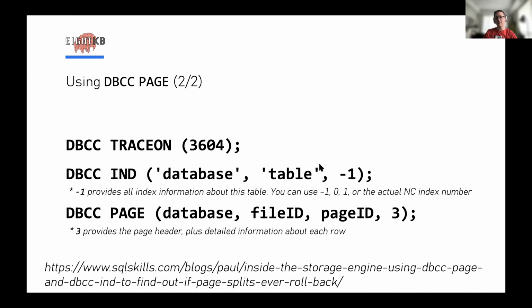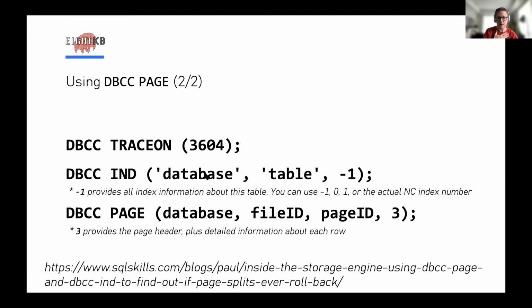DBCC IND requires a parameter. I've put in -1 here because that means bring back all the index information. It'll bring back heap information, it'll bring back clustered indexes if there are any. It'll bring back non-clustered indexes. If you already know that there's a clustered index, you can just use a 1 here, or you can just use a non-clustered index number. In this case, because we don't know, we want a -1.